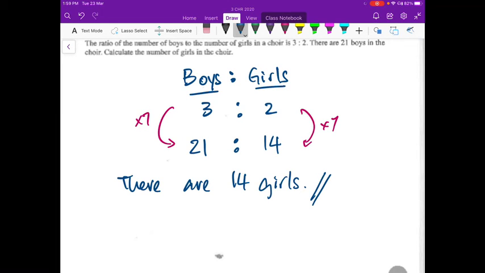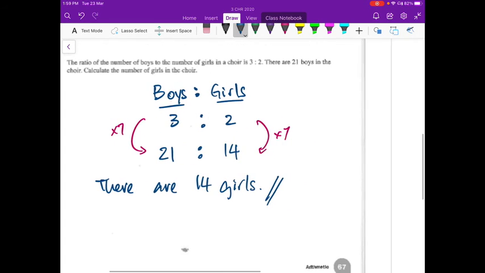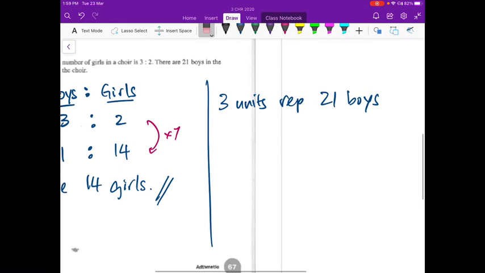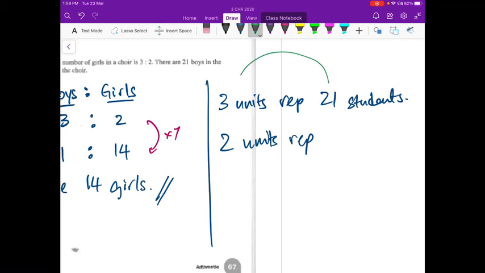So that's the answer. What about other presentation? What else is allowed? Okay, I will allow the following. 3 units represent 21 boys, or 21 students. 2 units represent. So we do the division, then the multiplication. So 21 over 3 times 2. 14.